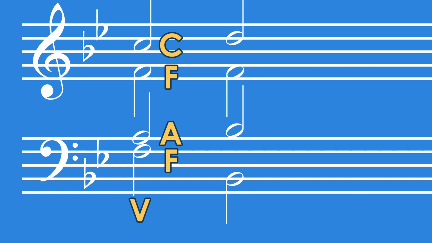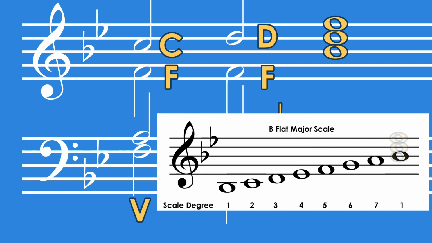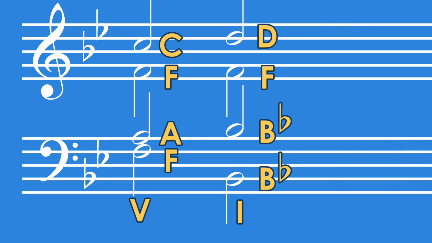In the second chord, we have B-flat, B-flat, F, D. If we stack these up into thirds to see what kind of chord it is, we have B-flat, D, F. Where does this fall on the B-flat scale? On the 1st scale degree of B-flat. So this is a 1 chord in the key of B-flat. The B-flat is in the bass, so we can say that this chord is also in root position.